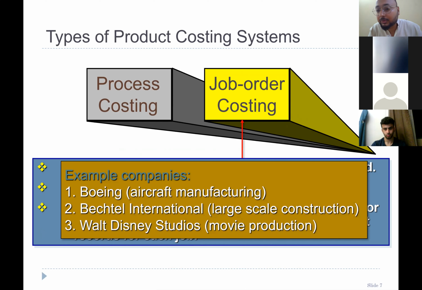Similarly, in construction, every building is unique. Similarly, with aircraft manufacturing, they are making 707, 777, 748, private jets, commercial jets. So when we have different production items and the unique nature of the product, then we use job order costing.